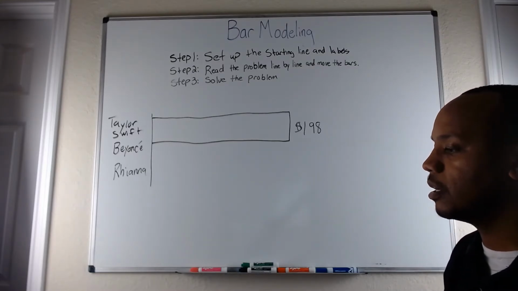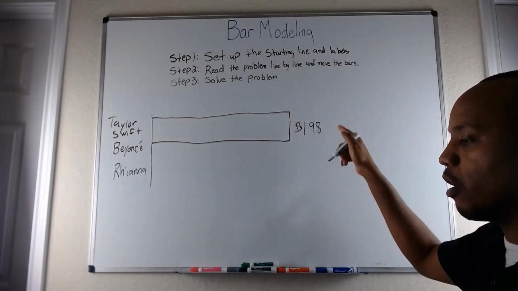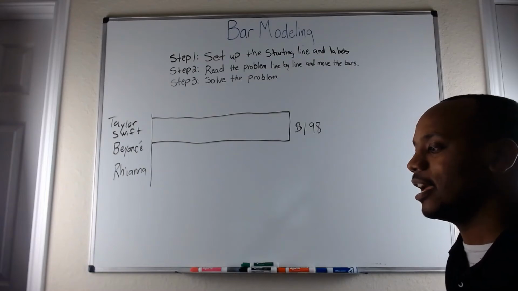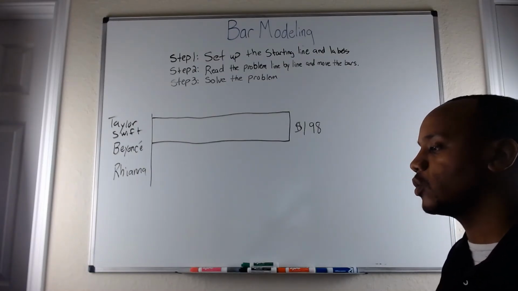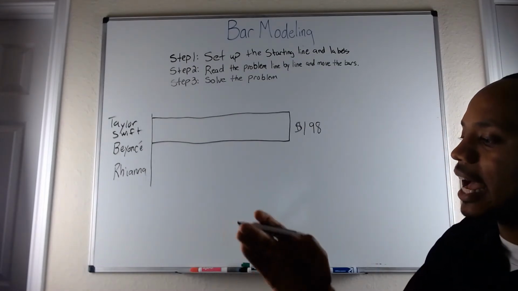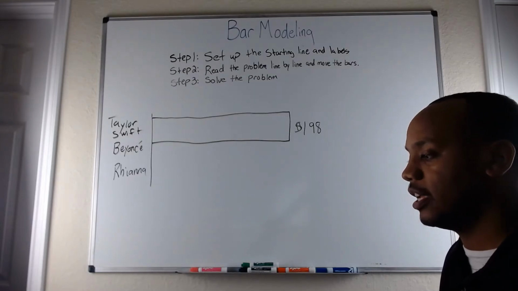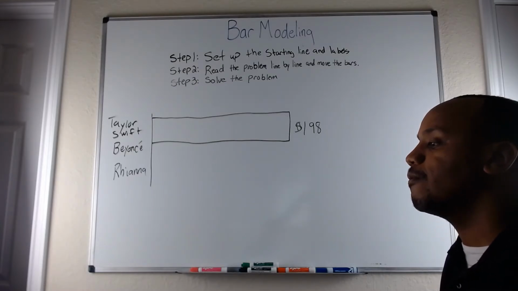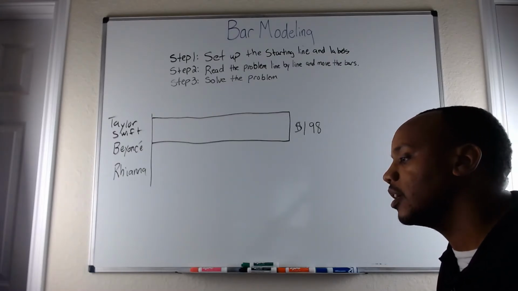This is all part of step two, which is reading the problem line by line and moving the bars. The first sentence in that problem was Taylor Swift's 1989 tour tickets cost $198. Boom. The second line said Beyonce's Formation tour tickets were $42 more than Taylor Swift's tickets.